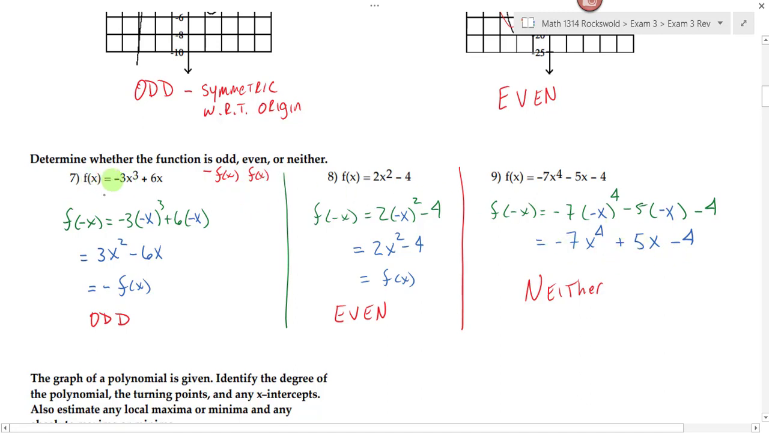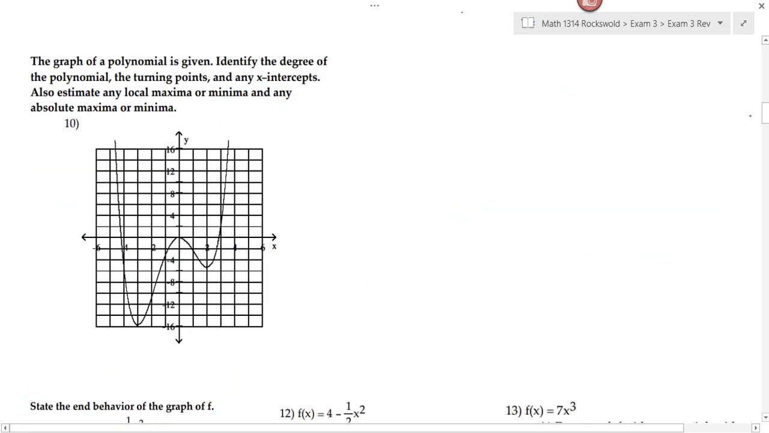So if I give you an equation on the test and I ask you, is it even or odd or neither, what you need to do is replace x with negative x and see if you get the same function back or the opposite function back. Remember, the O's go together. An odd function is symmetric with respect to the origin and you get the opposite function back. Odd, opposite, origin. For an even function, you get the same function, and an even function is symmetric with respect to the y-axis. Any questions?